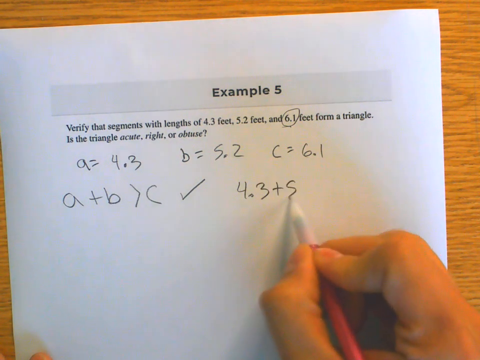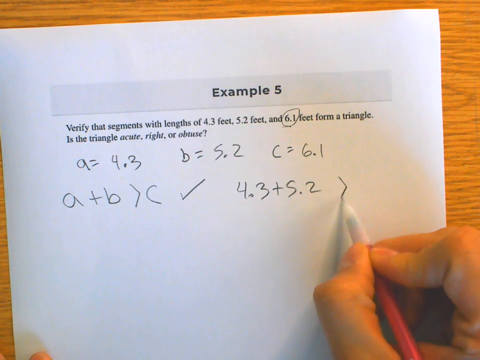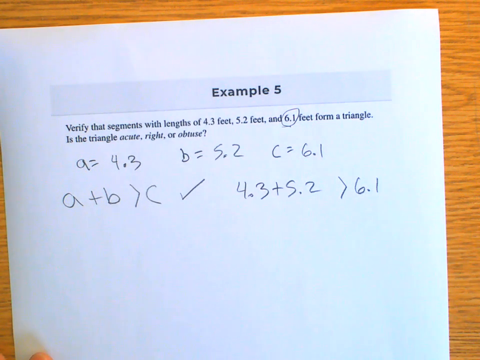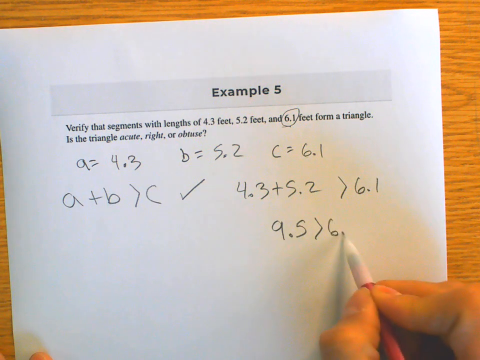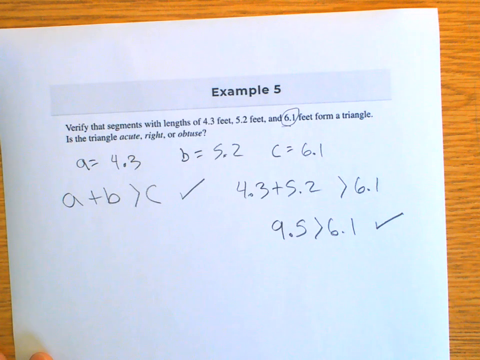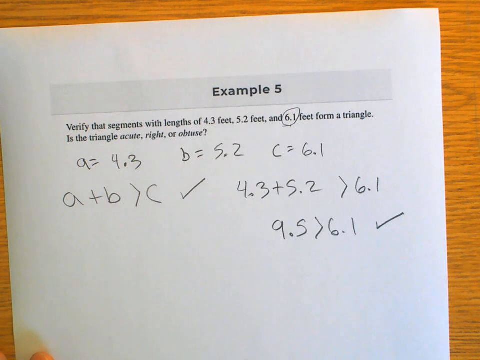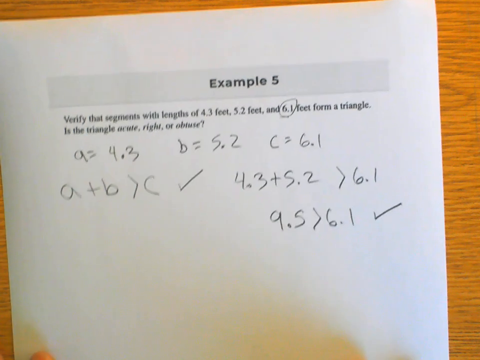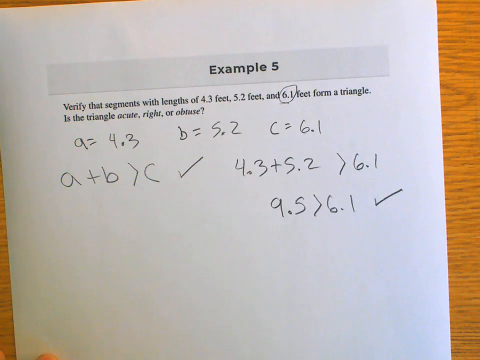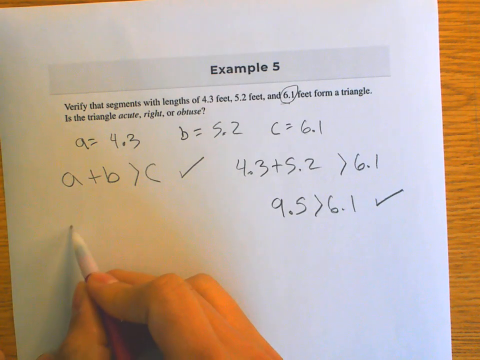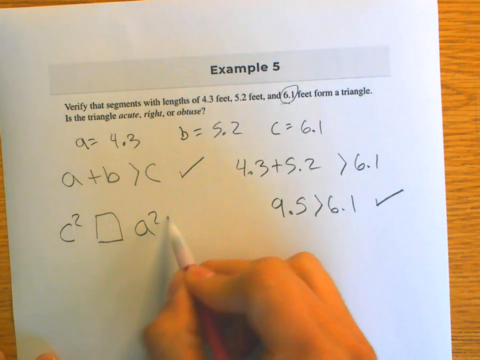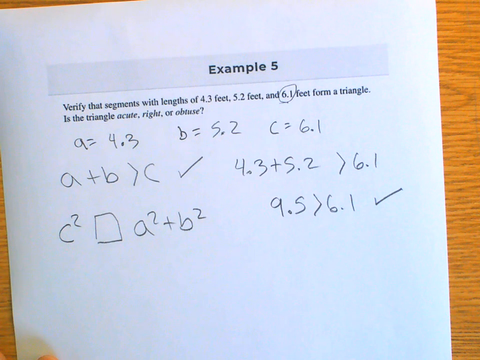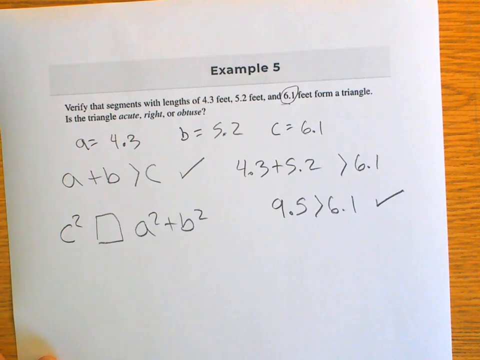So let's do that. 4.3 plus 5.2. Will it be bigger than 6.1? That's going to give me 9.5, which is indeed bigger than 6.1. So it does check. It is an actual triangle. Now what we have to do is check to see what kind of triangle it is. So we are going to plug that into the Pythagorean theorem, but we don't know whether it's going to be greater than or less than. So we have to figure that out.